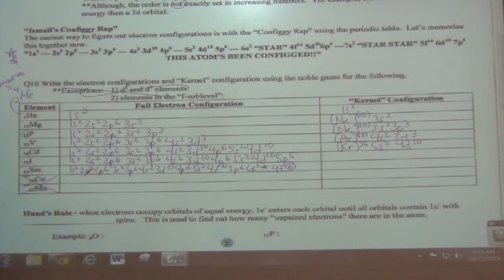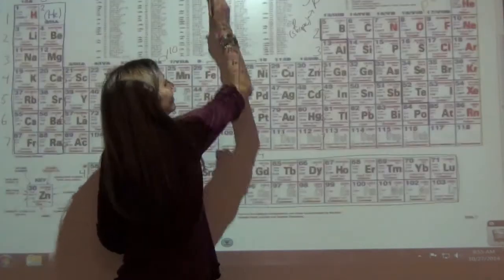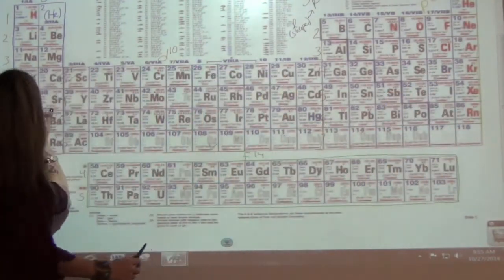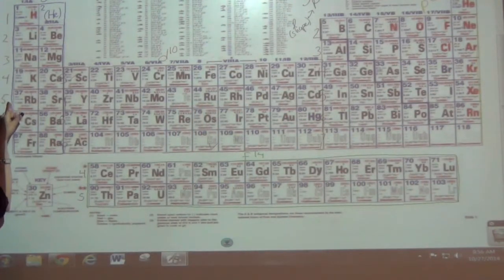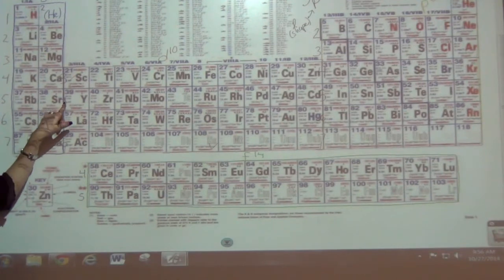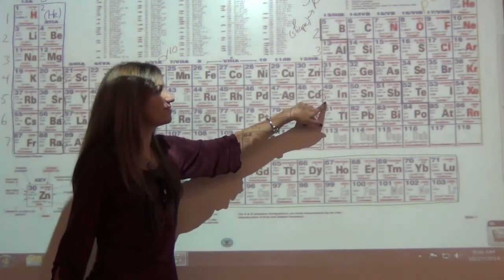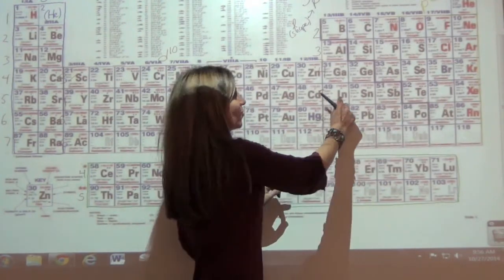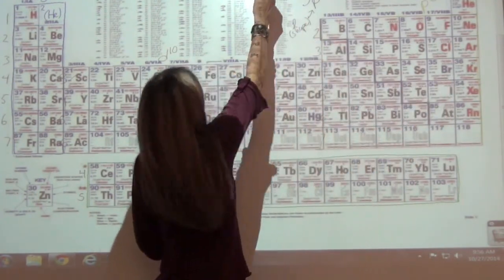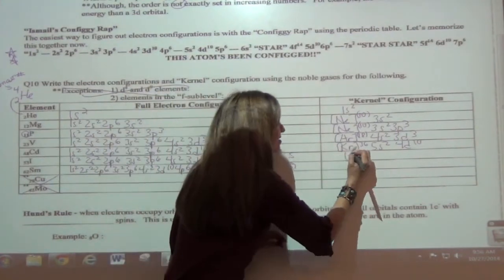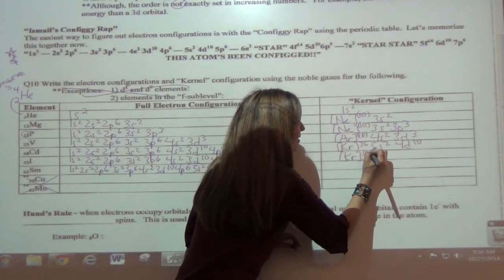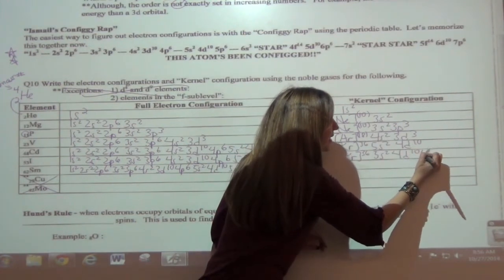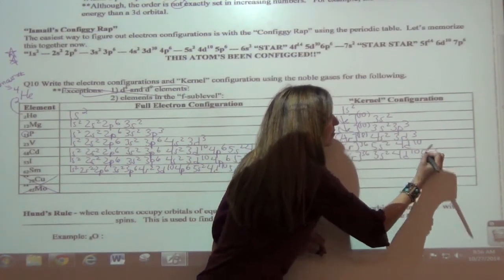Someone want to try iodine? Okay, so what noble gas would you use here? Krypton. Good. 5s2, 4d10, and 5p5. Perfect. So that's 1, 2, 3, 4, 5. We're starting at krypton, number 36, and again, that's going to be 5s2, 4d10, but now we're going to 5p5.